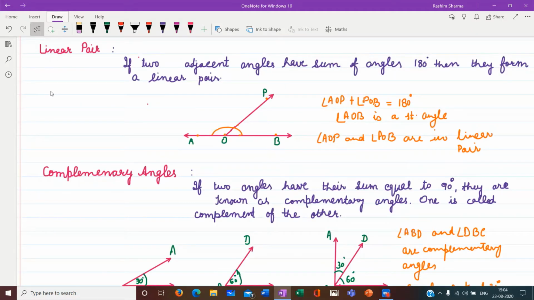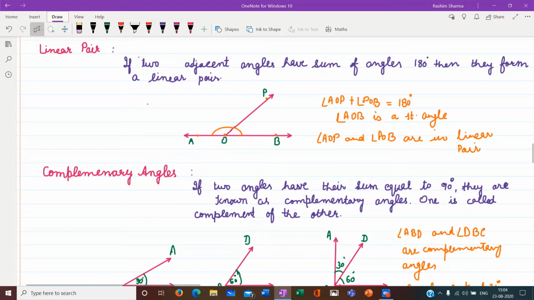Next we have linear pair. If two adjacent angles have the sum of their angles as 180 degrees and they are on a line, then they are said to be in a linear pair. Here we can see on a line AOB, angle AOP and angle POB make a linear pair because they are on the line AOB. So the sum of both is equal to 180 degrees.